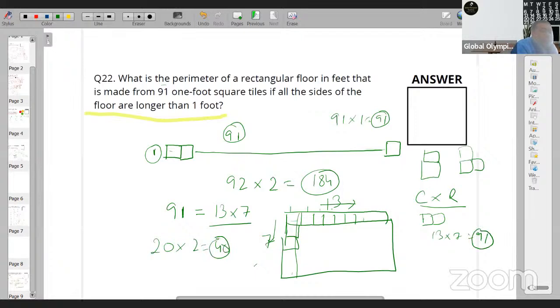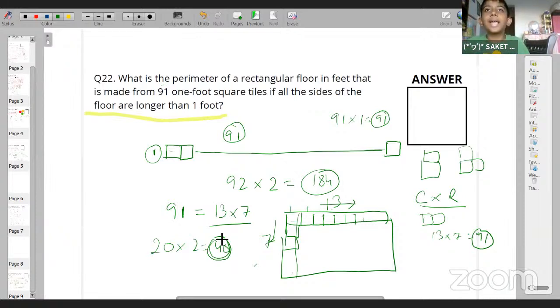Why is the perimeter here 184 and here only 40? What happened? I know. So recently I noticed, if you take any number, the least sum is when the two factors are closest to each other, and the largest sum possible is when the two factors are away from each other.